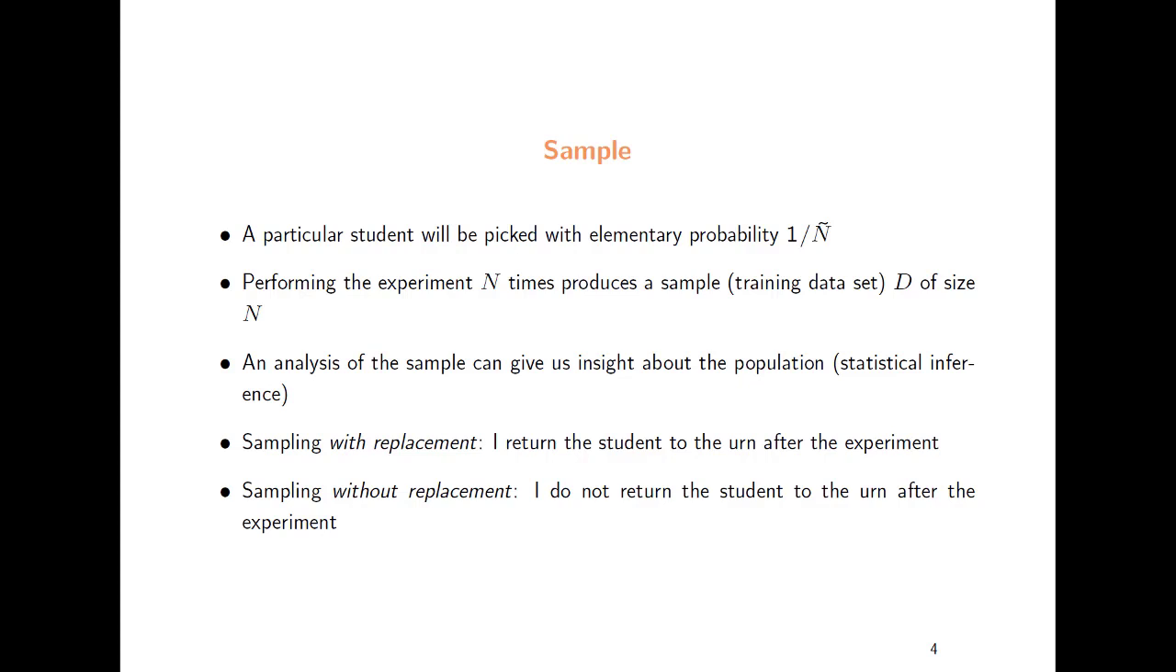Then there's sampling without replacement, where I do not return the student to the urn after the experiment. The analysis of the first case is easier, and both would be the same if the population is infinite. In case you're wondering, we would be concerned with the sampling with replacement, where I put the student back into the urn.